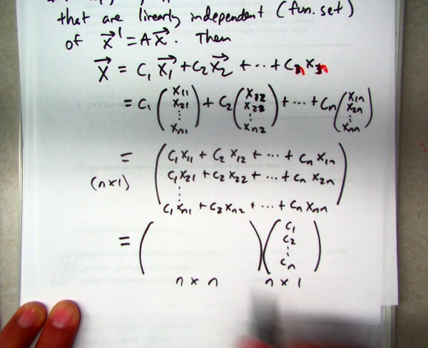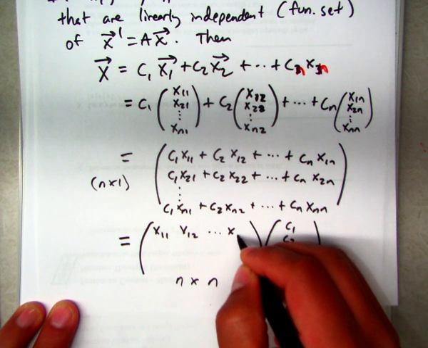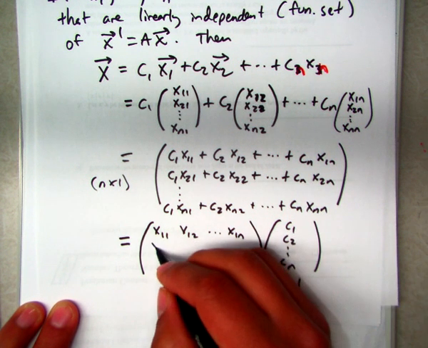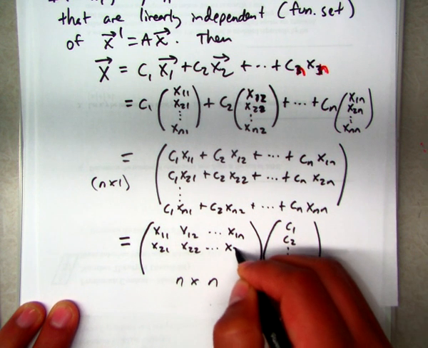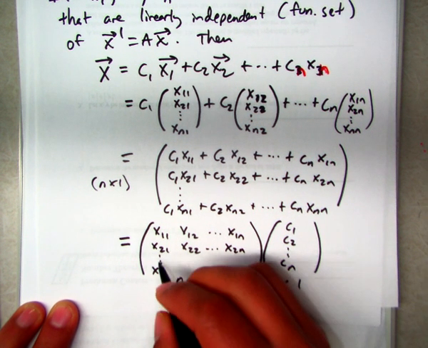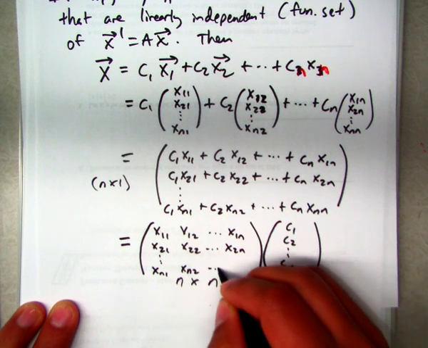So this is just x11, x12, x1n, x21, x22, x2n, and so on. xn1, xn2, x sub nn.